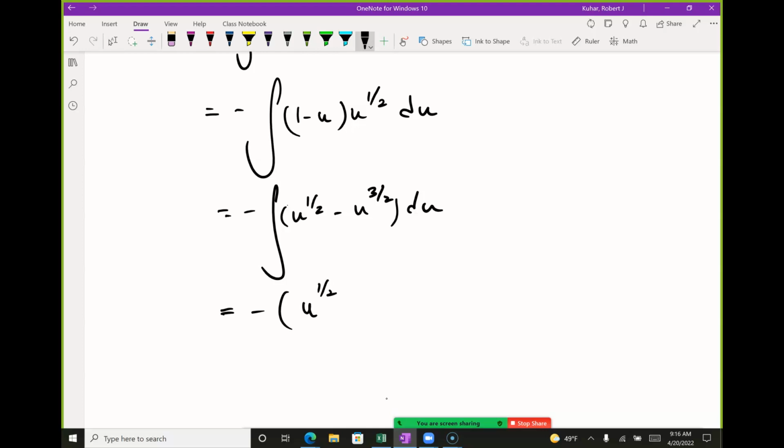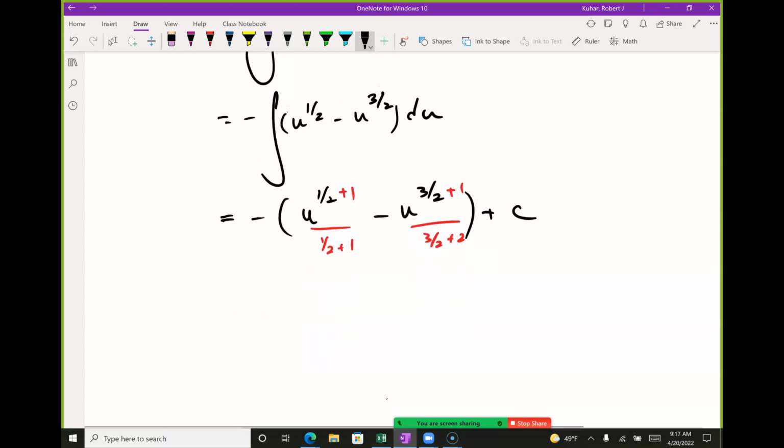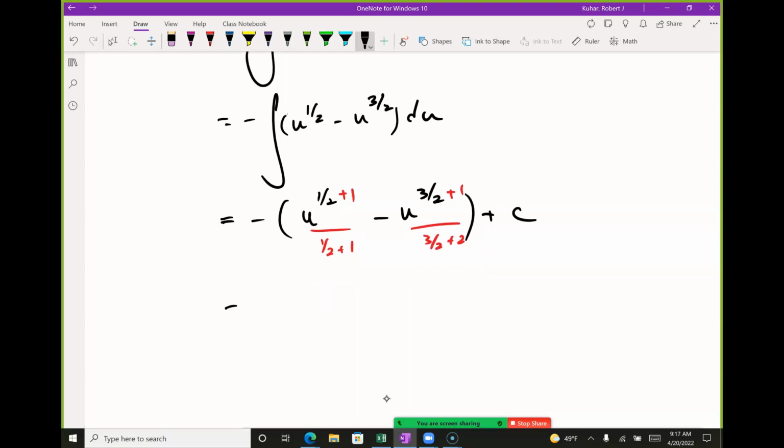So I have u to the 1/2. I'm going to add 1 to the power and divide by the new power. I've got a negative u to the 3/2. I'm going to add 1 to the power, divide by the new power, and then add c. So 3/2 plus 1, that's a 5/2. I better not skip too many steps. So I got the opposite of u to the 3/2 over 3/2. I'm sorry, forget the opposite. U to the 5/2 over 5/2, all plus c.